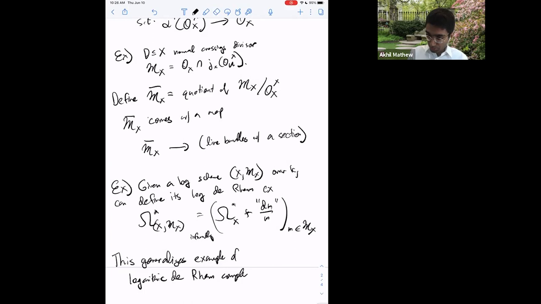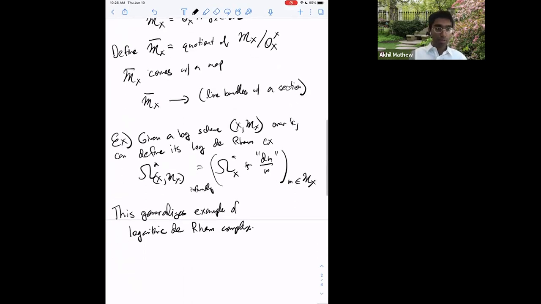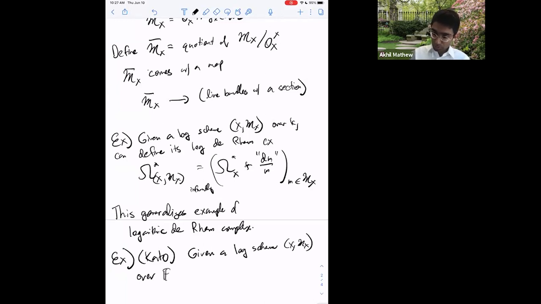So this is the first example, but there are many other p-adic cohomology theories for which there are also log versions. For example, there's log crystalline cohomology developed by Kato. So let's say we have a log scheme over F_p. Then we can define the log crystalline cohomology.